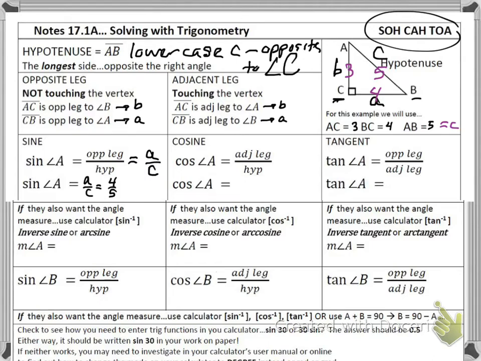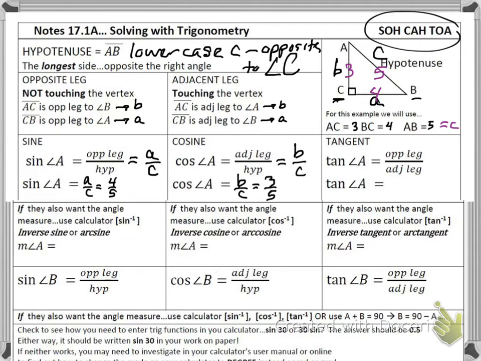Cosine is adjacent leg over hypotenuse. And I know my hypotenuse will always be the c, unless somebody tells me otherwise. And the adjacent to angle A would have to be something that touches angle A but is not a hypotenuse. The one that touches angle A but is not the hypotenuse is my b. b over c equals, in this case, the b was 3, and the c is still 5.